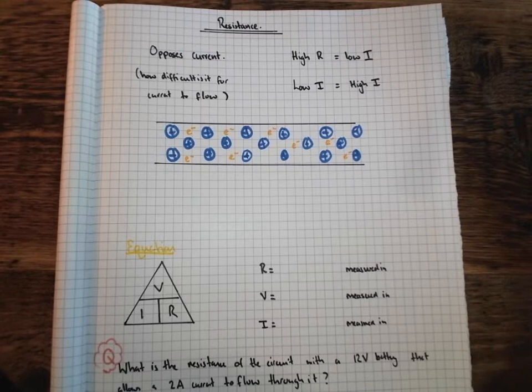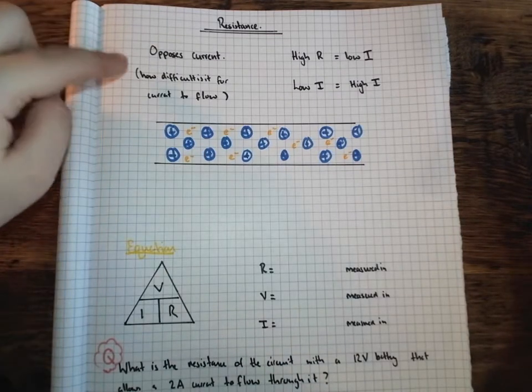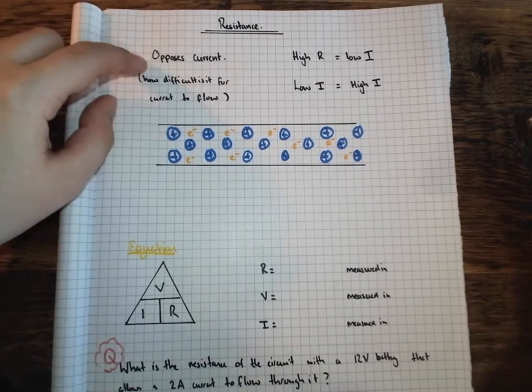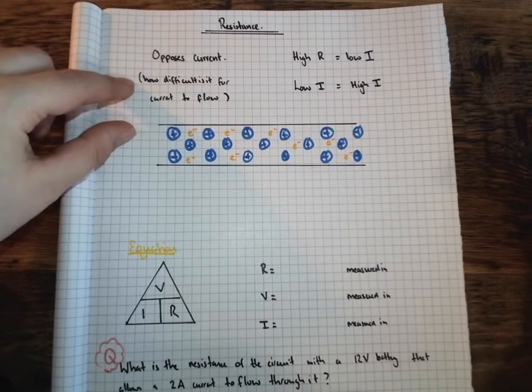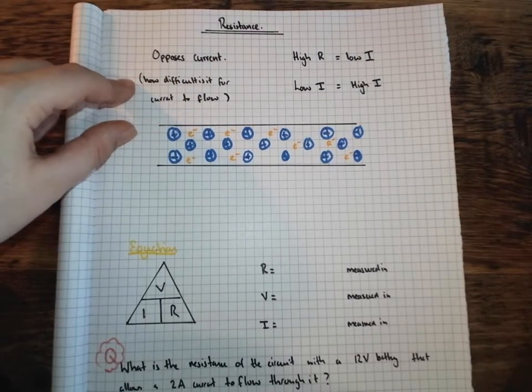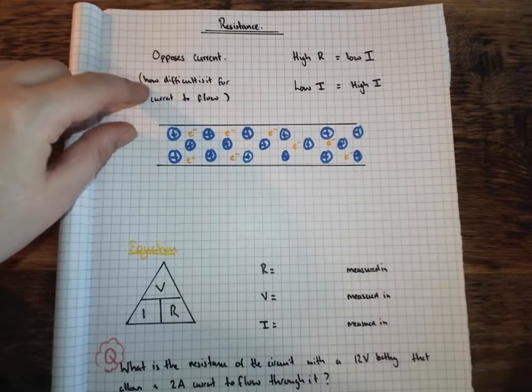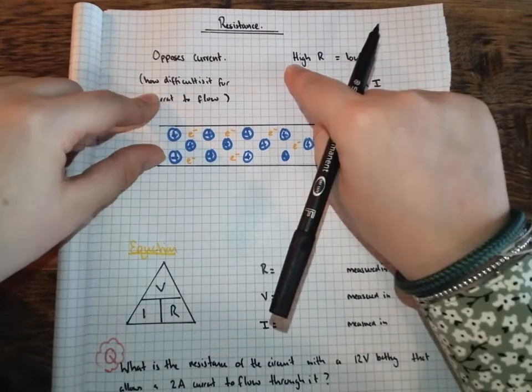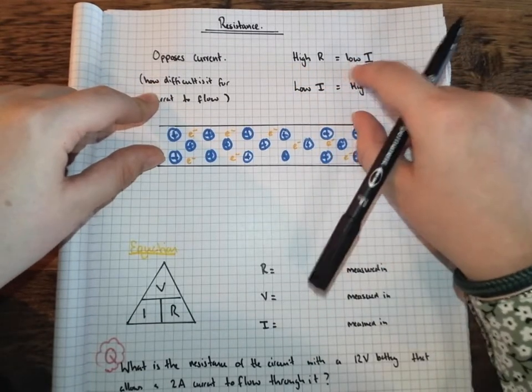It's the way that we describe how difficult it is for current to flow through a circuit. So resistance is often defined as the opposition to current, or it opposes current. We can calculate that as a value. Basically, it's how difficult it is for current to flow. So if we have a really high resistance, we have a really low current.